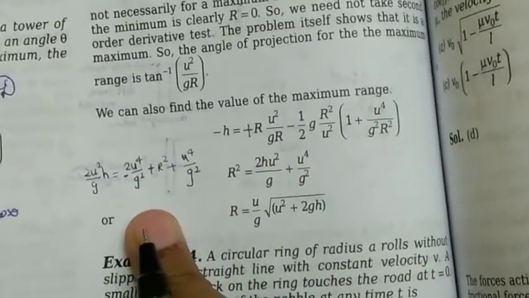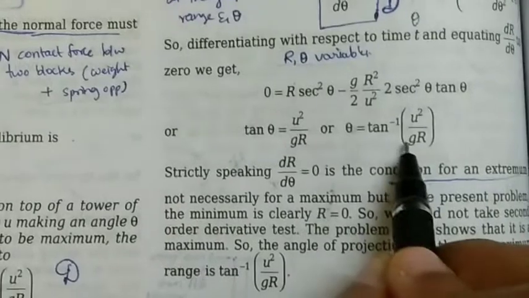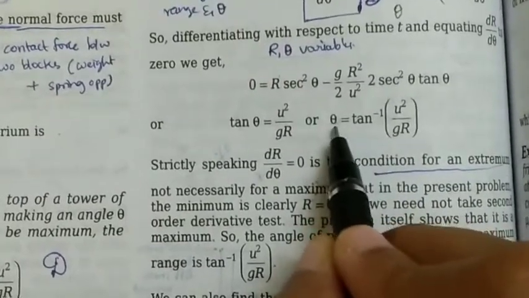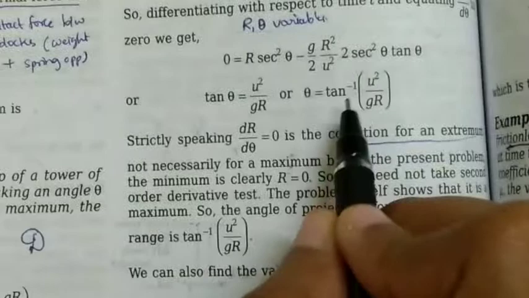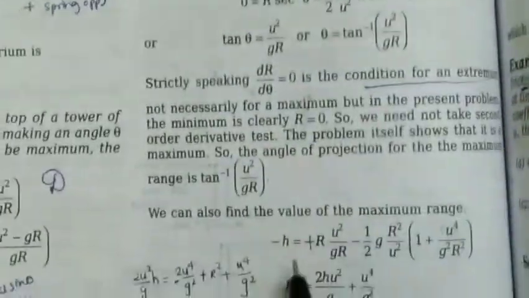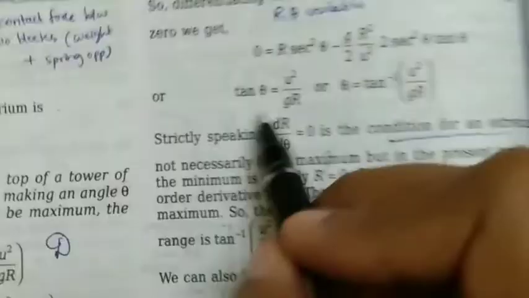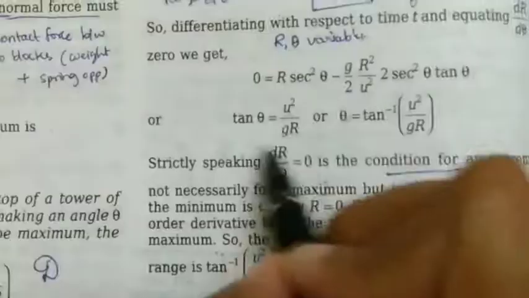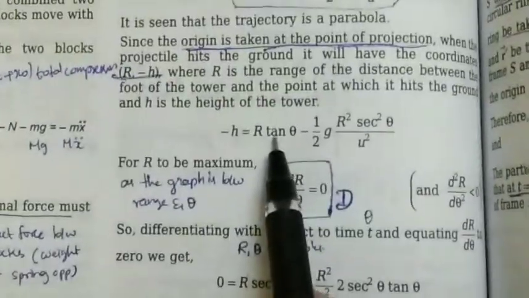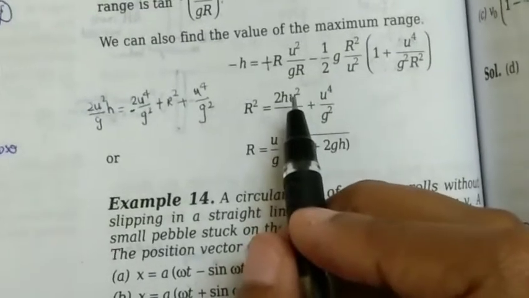Now, they have asked for which value of theta the range is maximum. So this is theta. For this value of theta the range would be maximum, and the maximum range can also be found by substitution. Minus h plus r tan theta is nothing but u square by gr. So we need to substitute tan theta equals u square by gr in this equation.